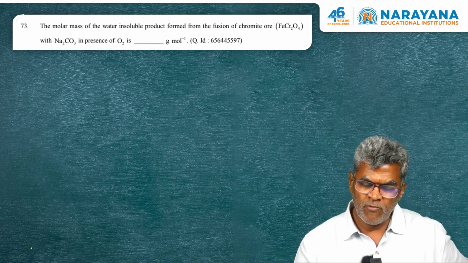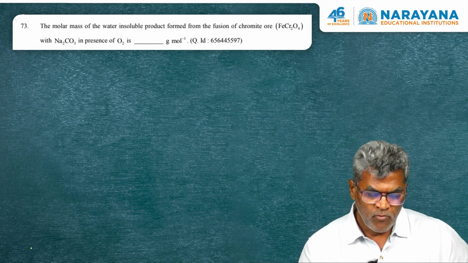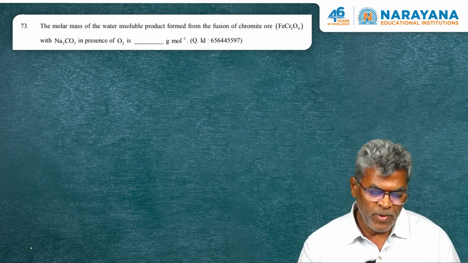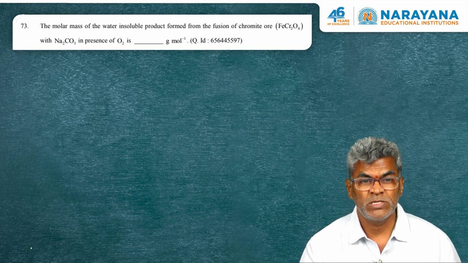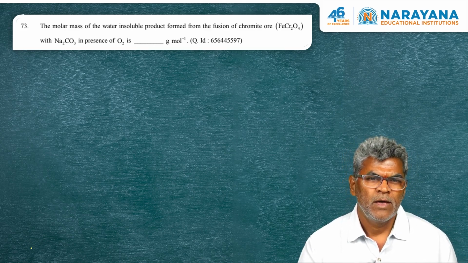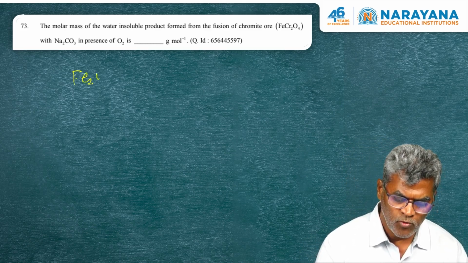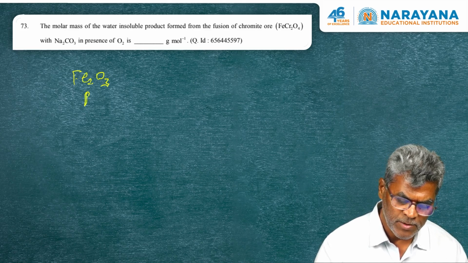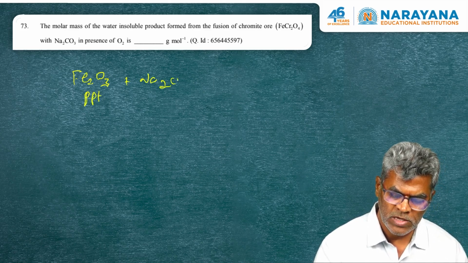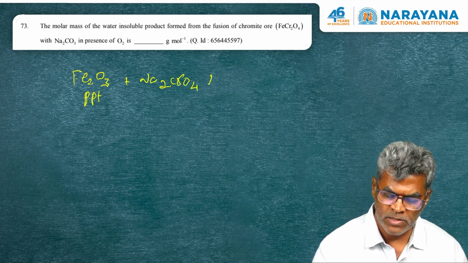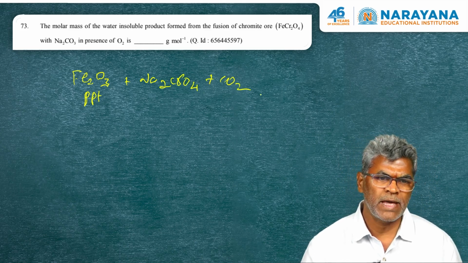This is preparation of potassium dichromate question actually. Of course, first step, when iron chromite is treated with sodium carbonate in presence of oxygen, you will get Fe2O3, this is precipitate, Fe2O3 plus Na2CrO4 plus CO2 gas. These are the products. This is given in NCERT textbook directly.